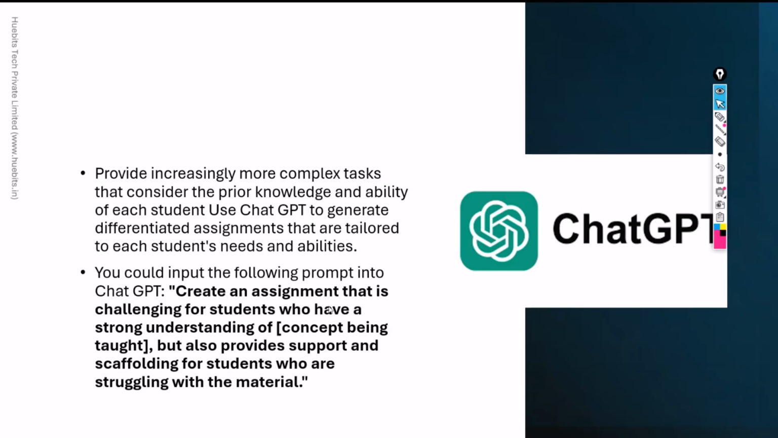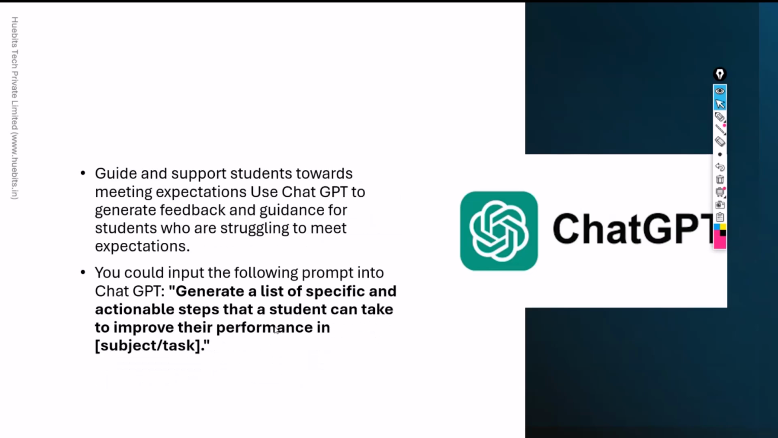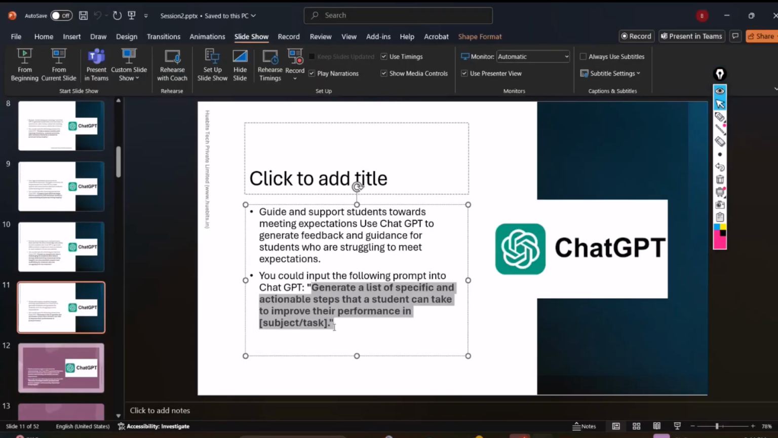Suppose you want to create an assignment that is challenging for students who have a strong understanding of some concept, but also provides support and scaffolding for students who are struggling with the material. So you can use this. Another prompt: generate a list of specific and actionable steps that a student can take to improve their performance in some subject. Suppose someone came for guidance. They are not doing well. Out of 60 students, 20 students did not score much. They are not following class. But you want to help them and guide them. So you have to tell them the list of specific actionable steps they should take. So you can use this prompt for that guidance.